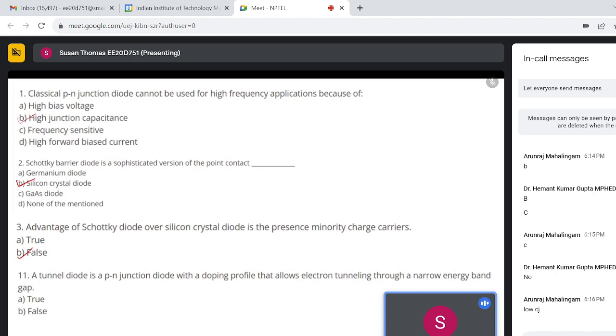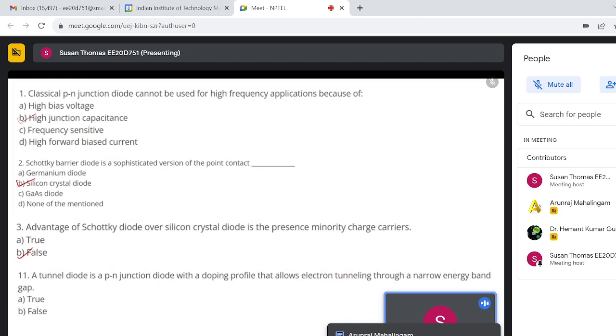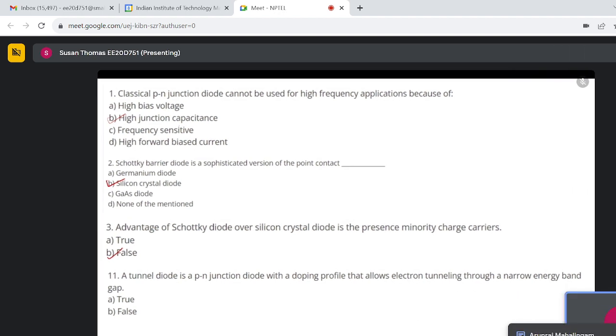So I think you answered like there are no minority charge carriers, right? Yeah, okay. So that's the point. So we don't have the minority charge carriers, due to which the delay is reduced in case of a Schottky diode.